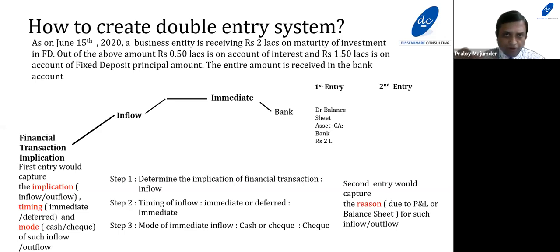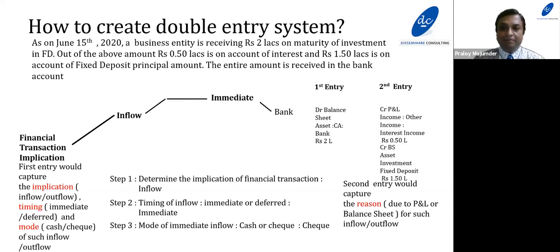So this portion will go to the balance sheet. And the interest income, for which there was no outflow in the past, is a permanent inflow, so it will go to the P&L. In this case, the amount would be credit P&L income, other income, interest income, 0.50 lakhs, and credit balance sheet asset, investment, fixed deposit, 1.50 lakhs.